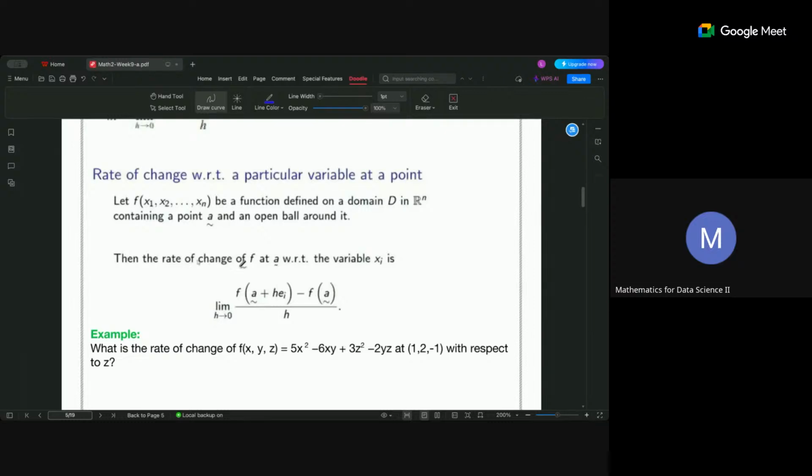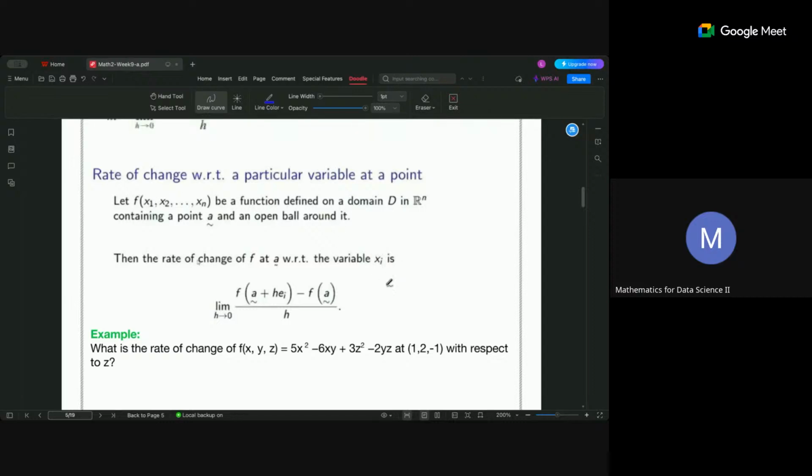Then the rate of change of f at A with respect to the variable xi. So for functions of one variable, for f of x, your rate of change is with respect to x. Now we are having x1, x2, ..., xn. So your rate of change of f is with respect to one of these variables.